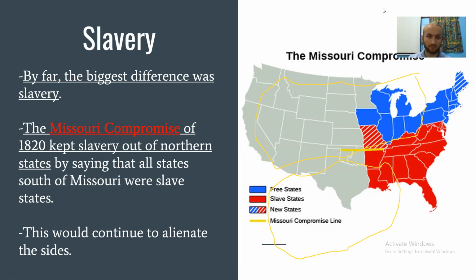So, the Missouri Compromise had kept slavery out of most northern states. So most northern states had no slaves in them, while in the South, slavery was rampant. Some states in the South had more slaves than they had white people in them. So they were huge, giant plantations with sometimes almost 100 slaves in them. And this will continue to alienate the sides, especially as the North goes more anti-slavery. This abolition movement grows and becomes more and more anti-slavery, while the South begins to stick harder and harder to the way of life with the slaves.